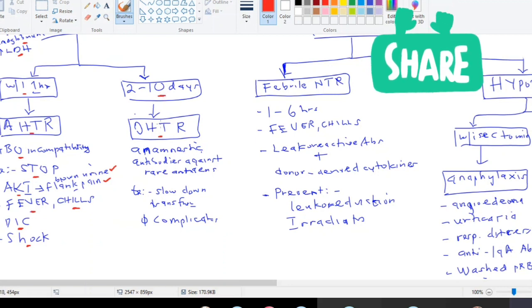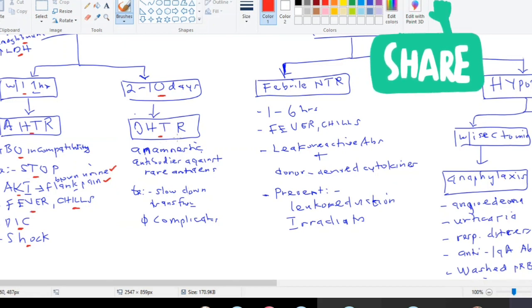If it's delayed, this occurs within 2 to 10 days. They got the transfusion 3 days ago, 4 days ago, 5 days ago, and now they're presenting with evidence of intravascular hemolysis. Except in this case, it's going to be a milder form. There's evidence of intravascular hemolysis, but they won't present with severe anemia. There will be no flank pain here, no brown urine, no AKI, no fever, chills, no DIC or shock.